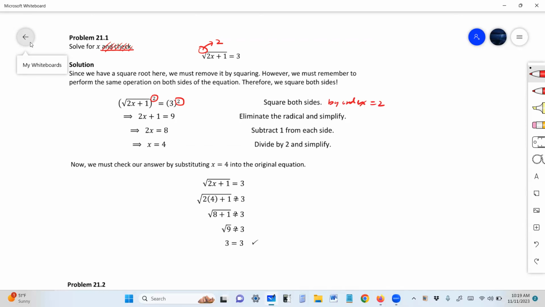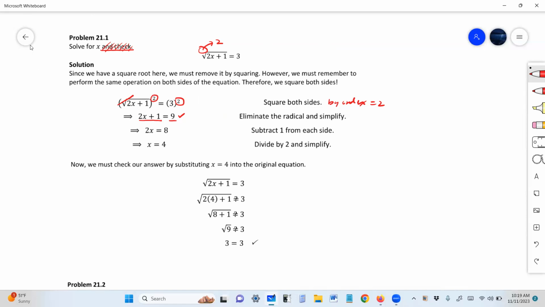When we do that, the next step is cancel the index with the radical and remove it completely from the left side. So the left side is only going to have the radicand, which is 2x plus 1. On the right, you make sure that you square the number 3, which is 9. At this point, all you have to do is solve the remaining equation, which is either going to be a linear equation or a quadratic equation. In this case, it's a linear equation, very easy, right?